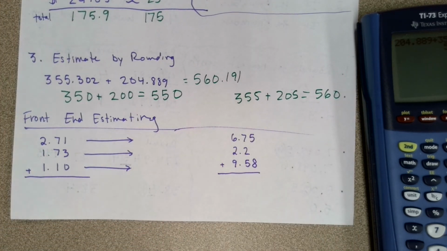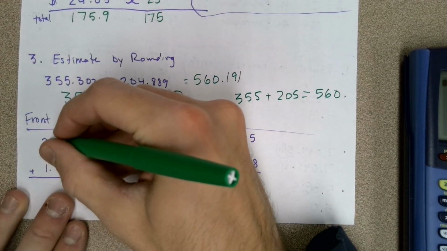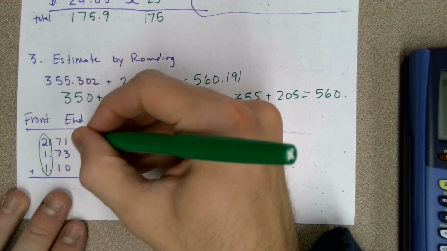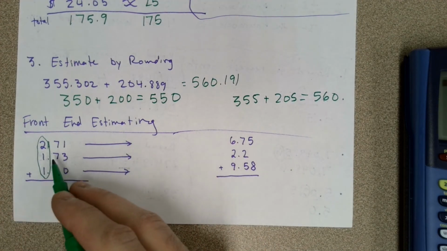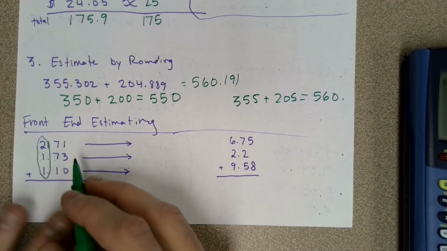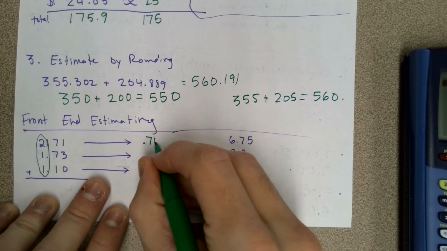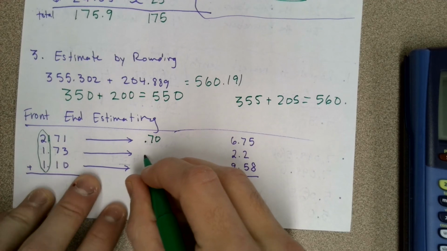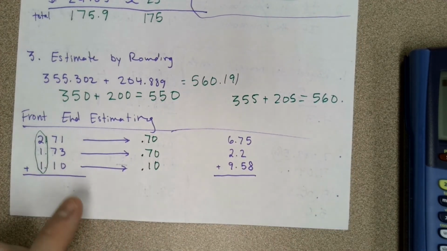All right, I got one more example for adding up money real quick. This is called front-end estimating. So what you do in front-end estimating is you split up the fronts and the backs. I'm going to move my backs over here into an estimation. So when I estimate them, I just want a number that they're pretty close to. Right here, I see 71 is close to 0.7. This one, again, is close to 0.7. This one is close to 0.1. So I estimate those back sides.